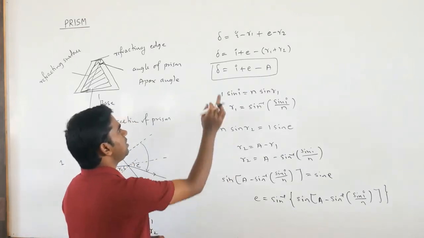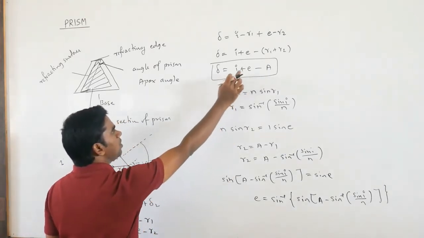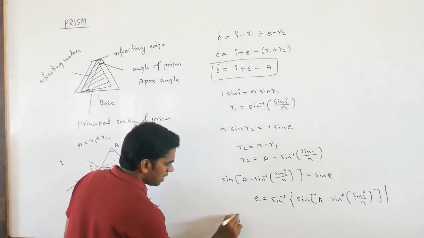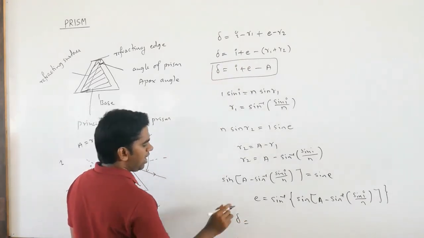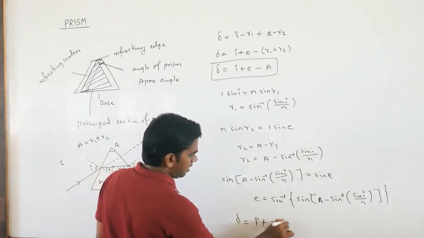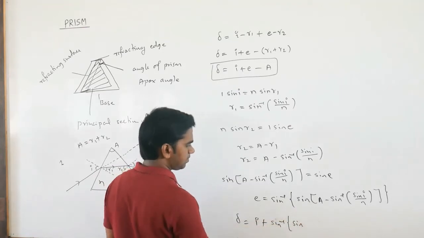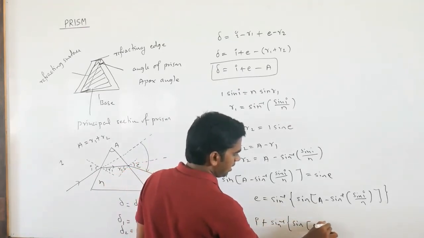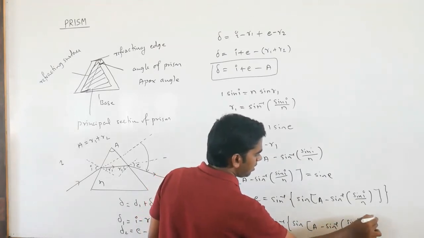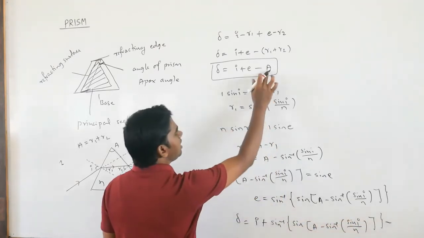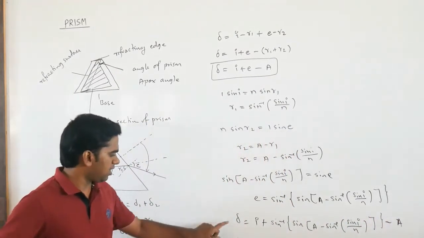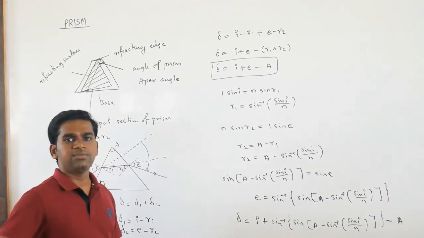So if you apply this here, you want to replace the E because you want to know how delta depends on I. So delta is equal to I plus sin inverse of sin of A minus sin inverse of sin I divided by N, so minus A is there. Okay, so this is how the deviation delta depends on the angle of incidence.